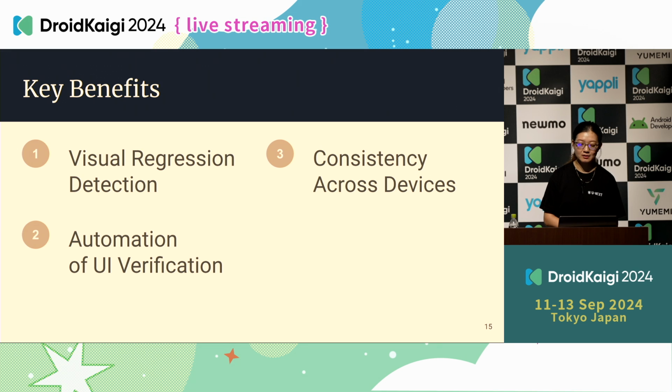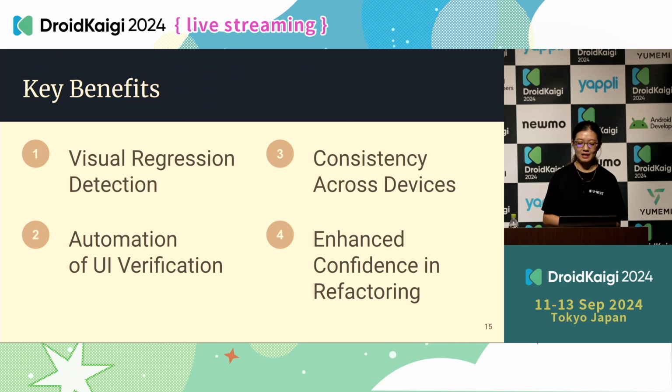The third is consistency across devices. As I have said, we have to deal with a wide variety of devices. It ensures the UI looks consistent across the different types of devices. The fourth is enhanced confidence in refactoring, to make sure any big refactoring changes haven't introduced any visual bugs.